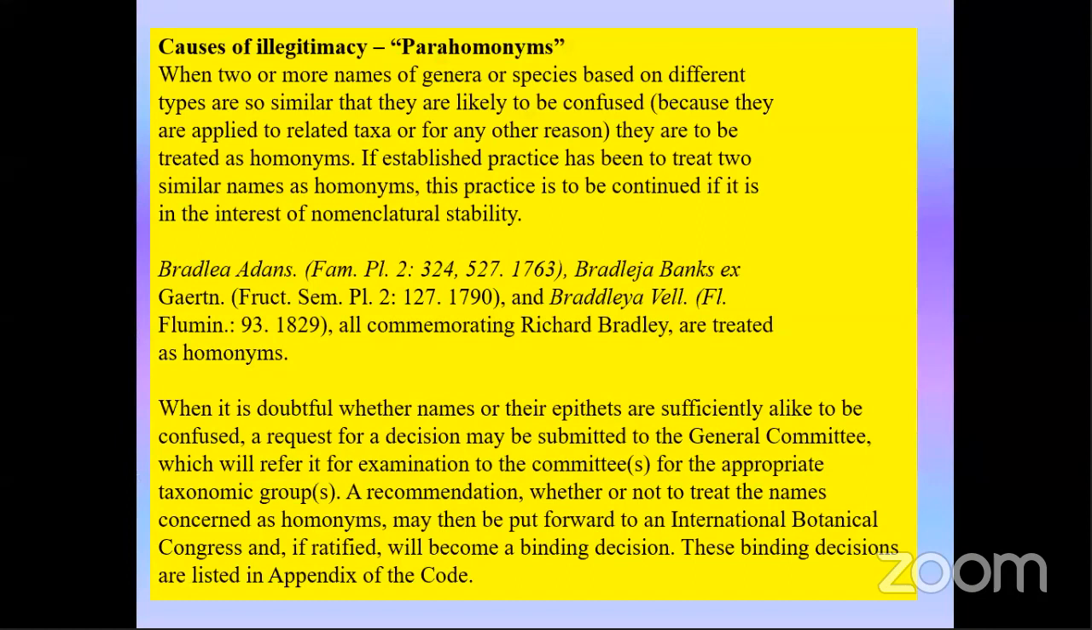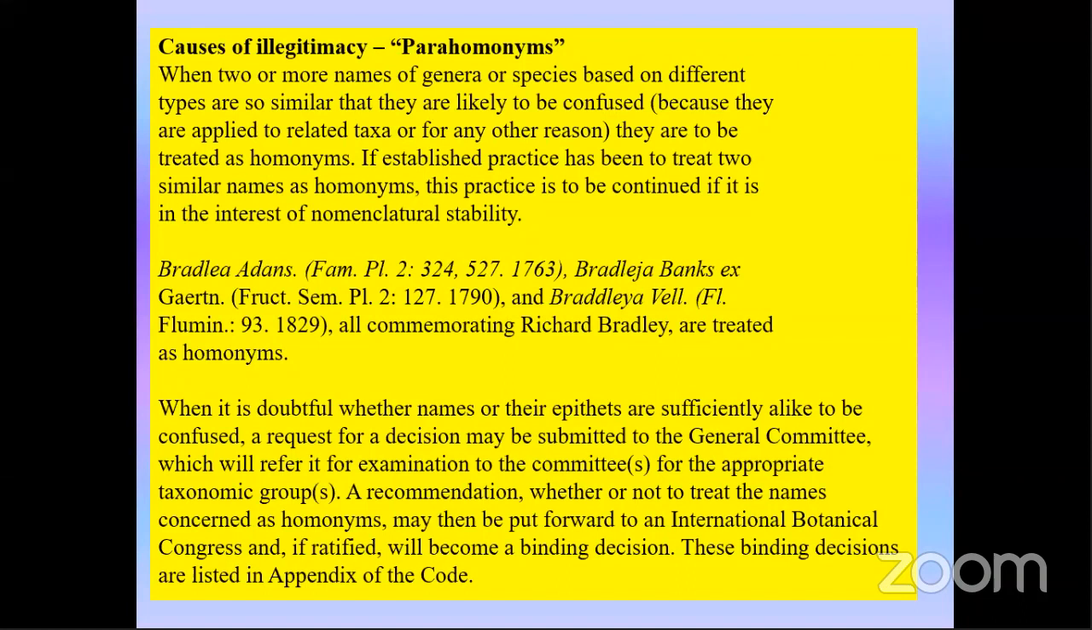Yeah, a lot of things are causes of illegitimacy. An illegitimate name may arise for several reasons, because we are not adhering to the rules of priority, or not following the priority of publications, or not checking the correct name properly. So it may cause illegitimacy of a name. Para-homonyms may also appear in several places.